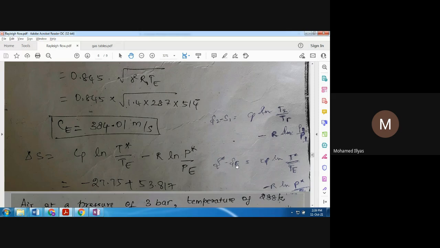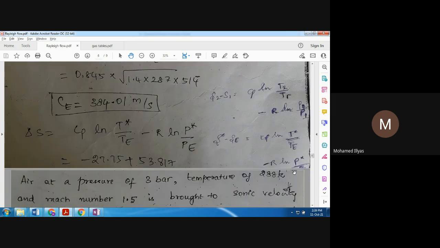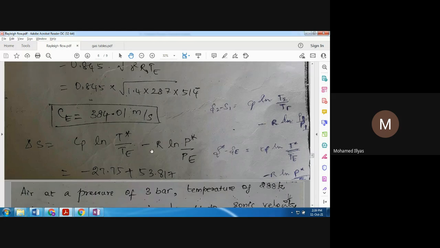So this is the initial state and this will be the final state. Always the star will be the final state. So this one can be written as the maximum enthalpy point E, and 2 will be the final state. Accordingly, 2 will be replaced with star and 1 will be replaced with E. In this way we can write S star minus S equals Cp into ln of T star by T minus R into ln of P star by P. That relation we will substitute here.